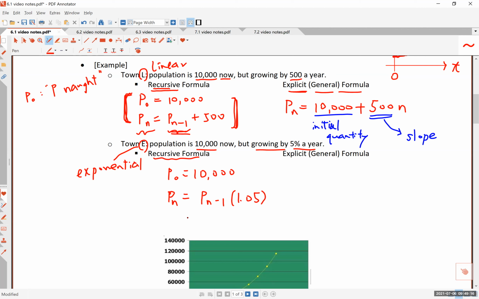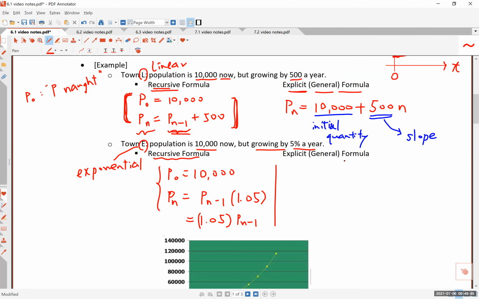Remember, many times we write the constant first. It's 1.05 times P sub n minus 1. Because multiplying by 1.05 results in the total after adding 5%. Now we saw this in chapter 2 and chapter 3, so this should be pretty simple. These two formulas or two equations together constitute the recursive formula.